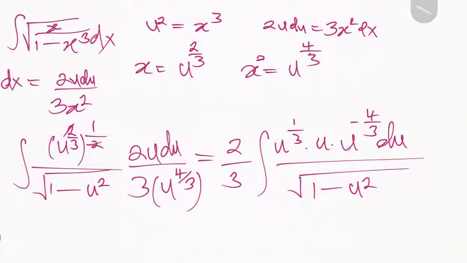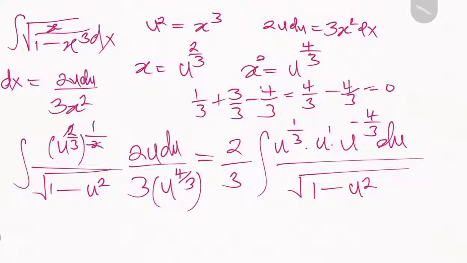So let's try to simplify this. Of course, using the index law, we just add the exponents since we have multiplication. So the exponent here is 1/3 plus 1, and 1 is actually 3 over 3, then minus 4 over 3. So 1 over 3 plus 3 over 3 is 4 over 3, then minus 4 over 3. This is 0. That means we just have u raised to the power 0 here.